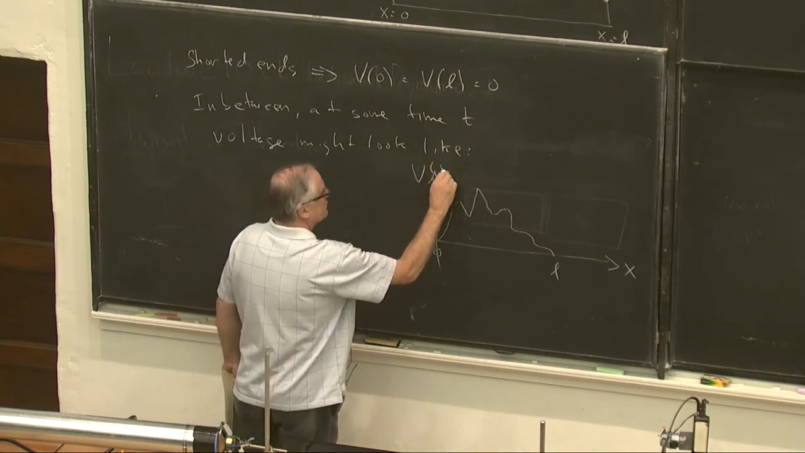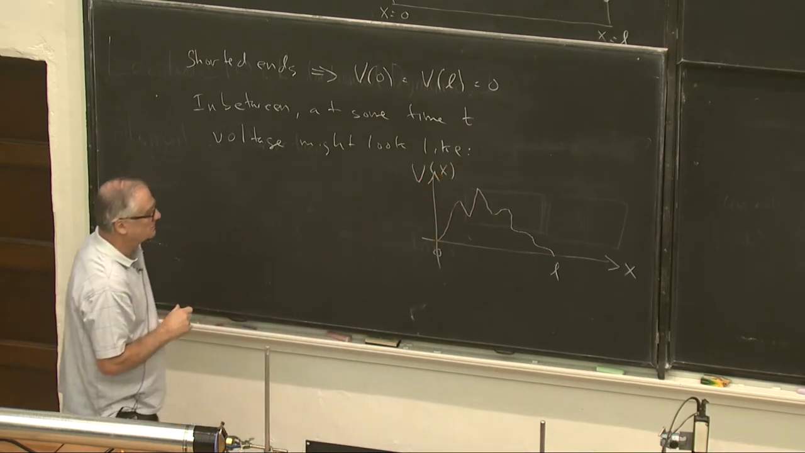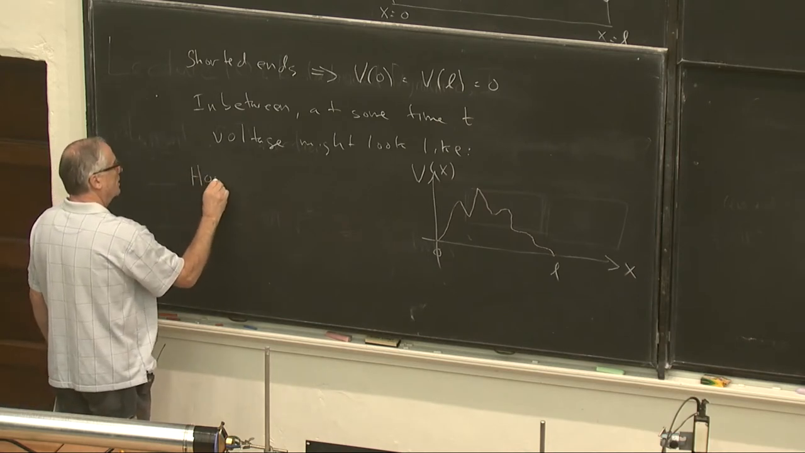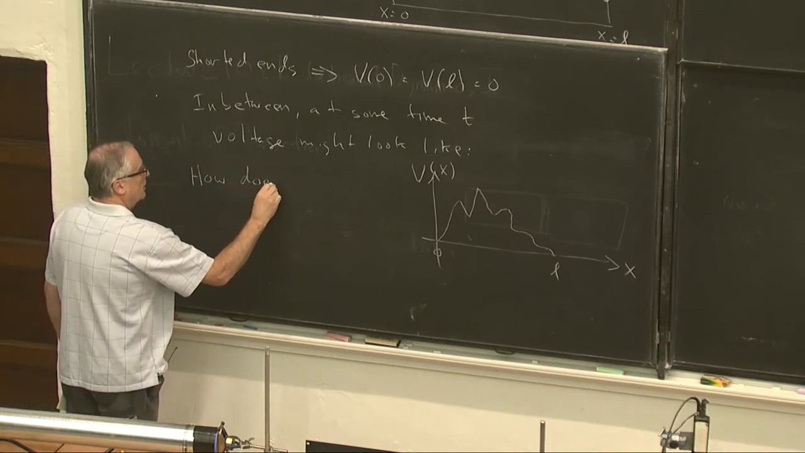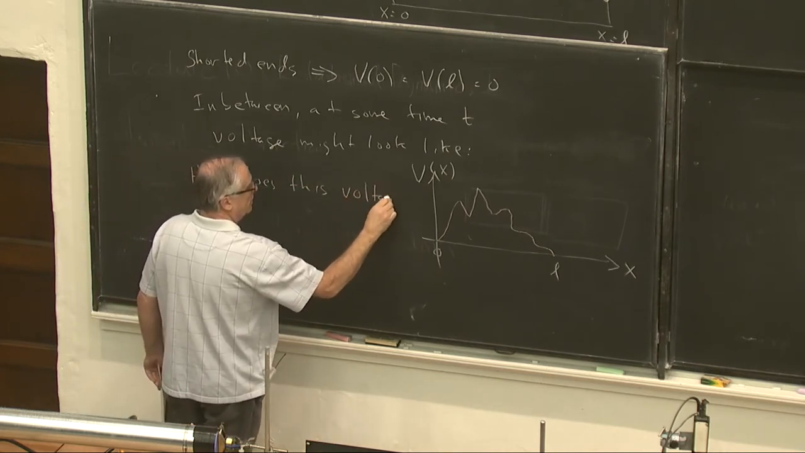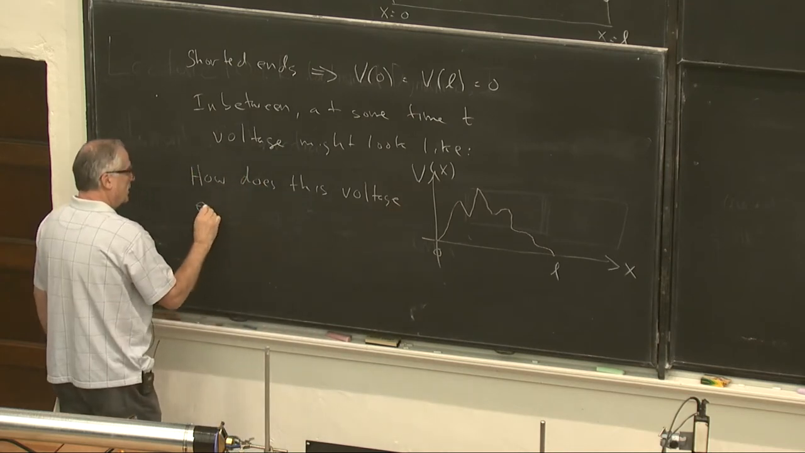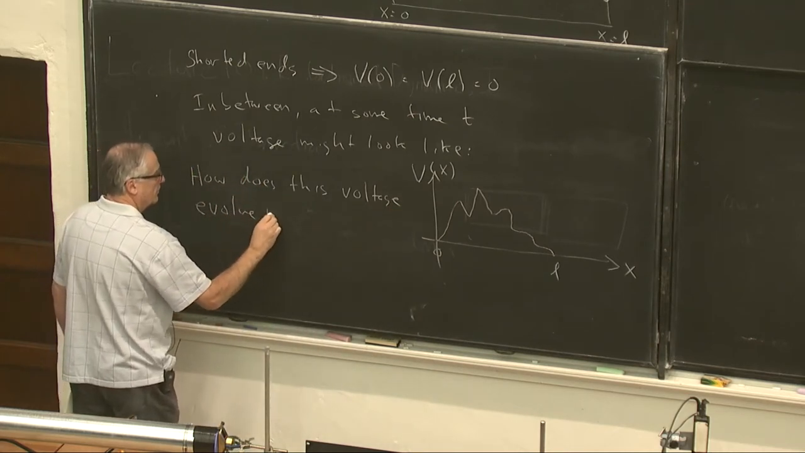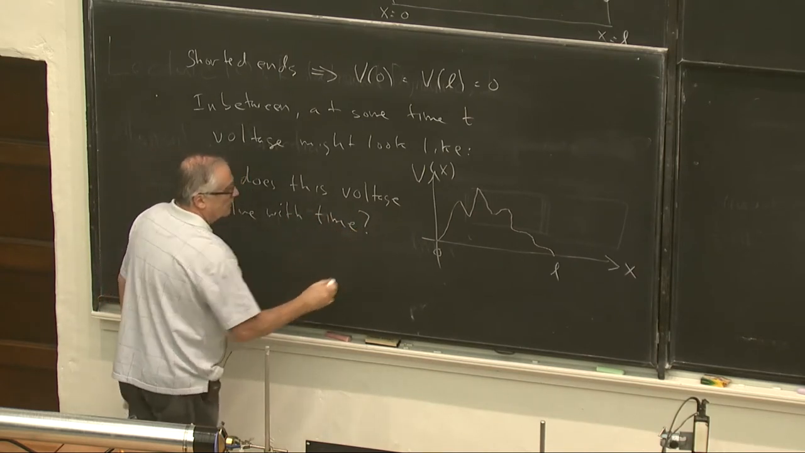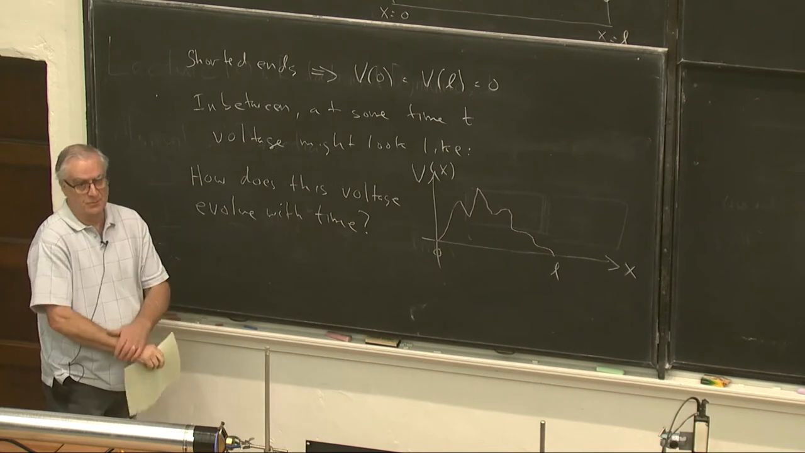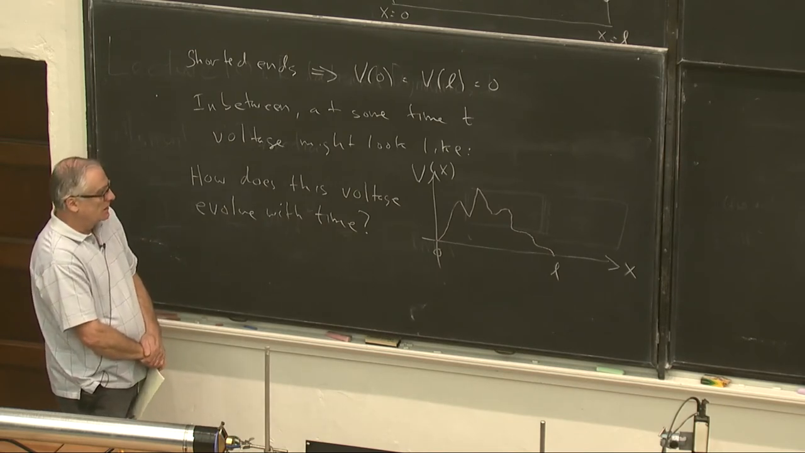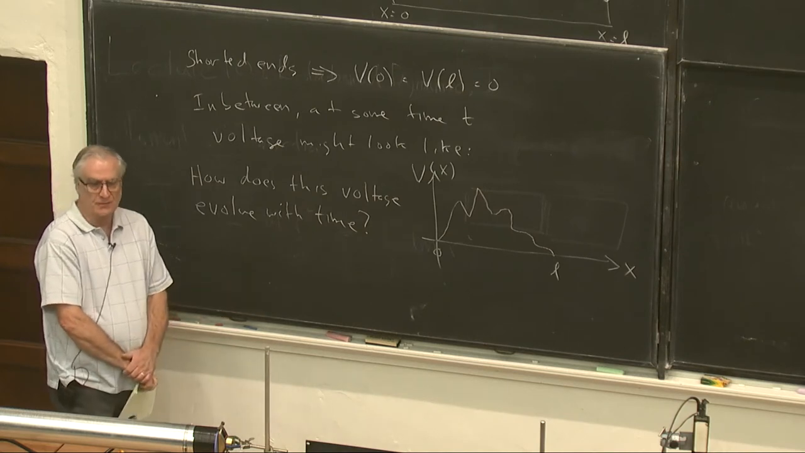So this is V of x at some given time t. And the question is, how does this voltage evolve with time? Maybe at time t equals 0, that's the voltage I put on my wire. Okay. If I then just watch it, how does that voltage evolve with time?